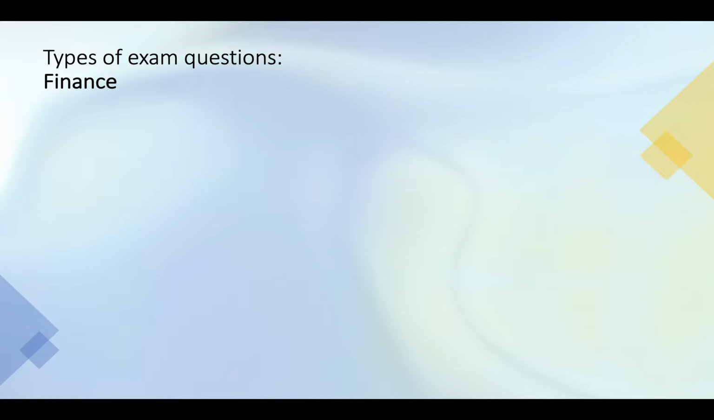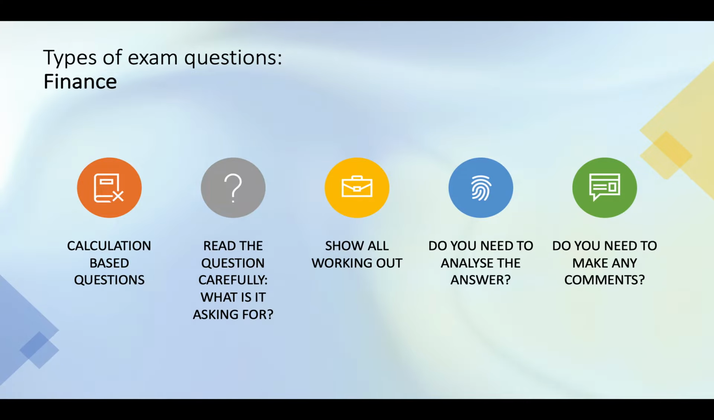In terms of finance, you may also have some finance related questions in your exam paper. So you should always ask yourself these questions here. Is it a calculation based question? If it is, that means you need to show all your working out. Read the question very carefully. Consider what it's asking you for. Earlier we spoke about things like adverse and favorable questions in terms of finance. And if it's asking you about adverse and favorable responses, then you should include that in your answer as well.